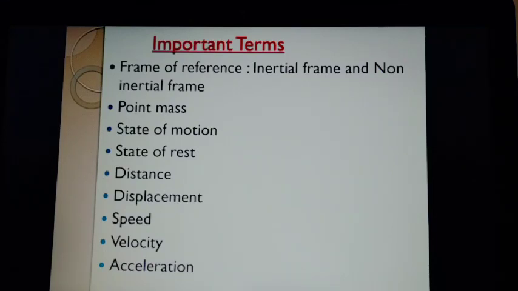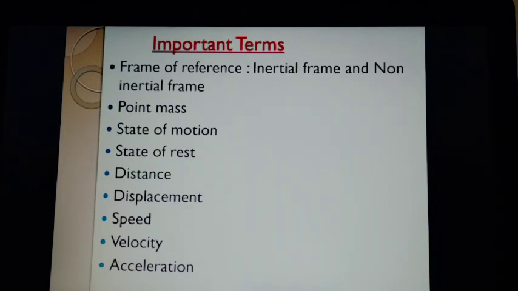Then another one is a point mass. An object is traveling a distance. Suppose an ant is traveling 10 kilometers. So can you imagine the size of an ant? And can you compare the size of that ant with the distance traveled by it?